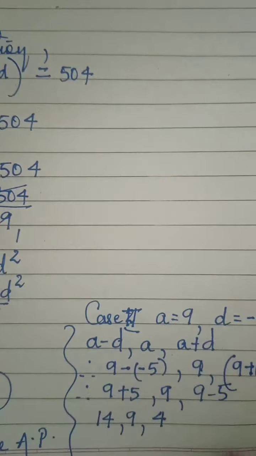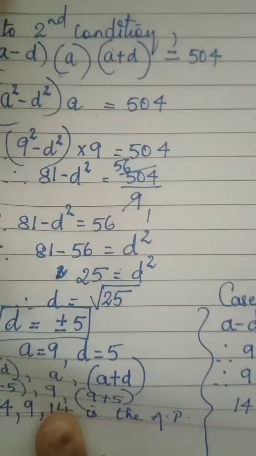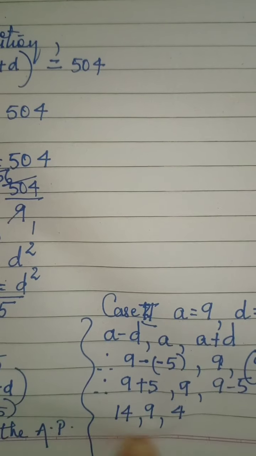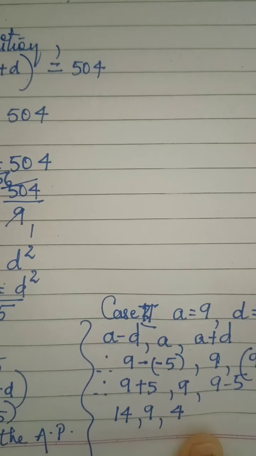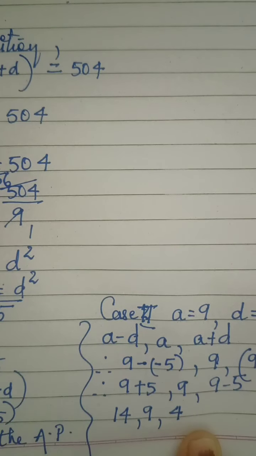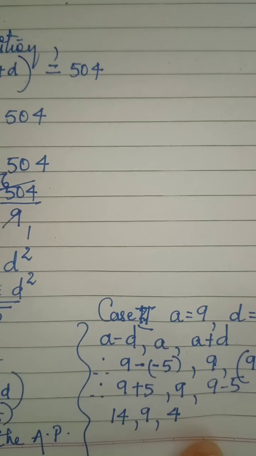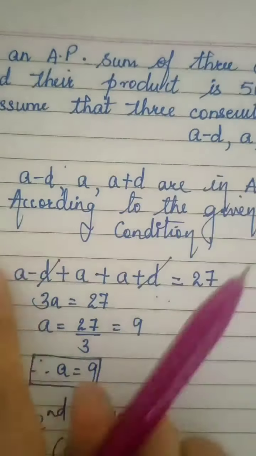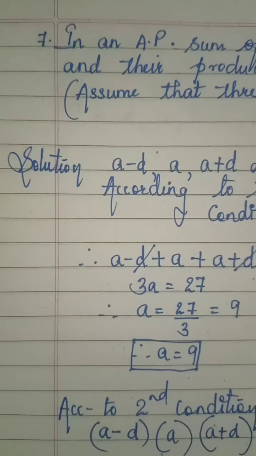So there are two answers. First AP is 4, 9, 14. Second AP is 14, 9, 4. Both the answers you have to mention. Did you understand, children? Okay, so this was a super easy sum. On the same basis, solve sum number 8 and get the answer. Question number 8, you solve on your own.